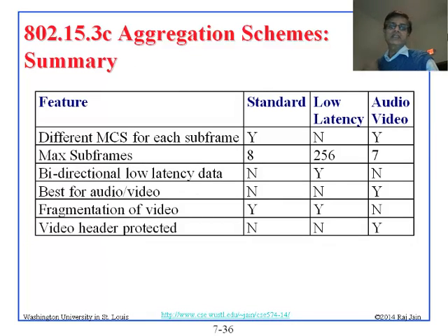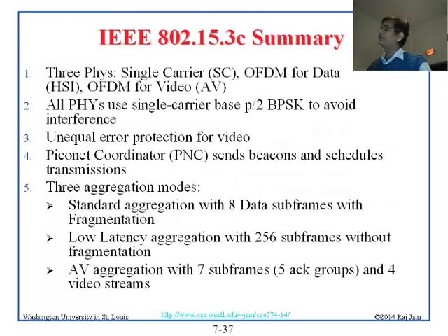That finishes actually our 802.15.3c. And the key things to remember are that they have three different profiles: single carrier, OFDM for data, OFDM for video. And more often than not, this is a result of people coming from different companies. People coming from video companies, they want to see things one way. People coming from data companies, they want to see things the other way. And so you end up with two different alternatives for the same thing.